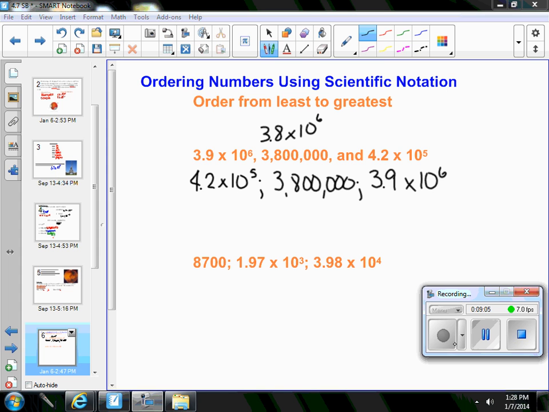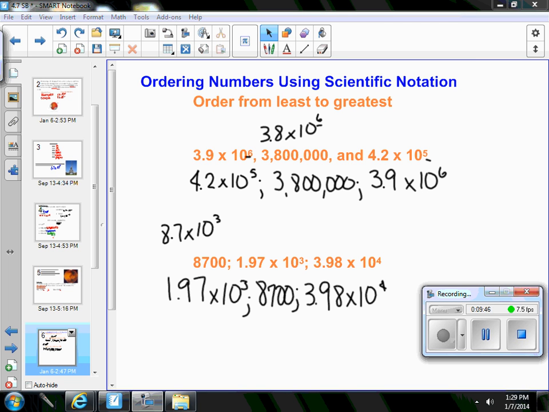Okay, notice that we put 3,800,000 in scientific notation: 3.8 times 10 to the 6th. Then, making sure they're all in scientific notation, and they are, we're going to put them in order from least to greatest, first by looking at their exponents. So notice that has a 6, that has a 6, and that has a 5. So our smallest one is going to be 4.2 times 10 to the 5th. Then we're going to compare the 2 that have the same exponent by their decimals, 3.9 and 3.8. So we order them in their original format, and that is your final answer.